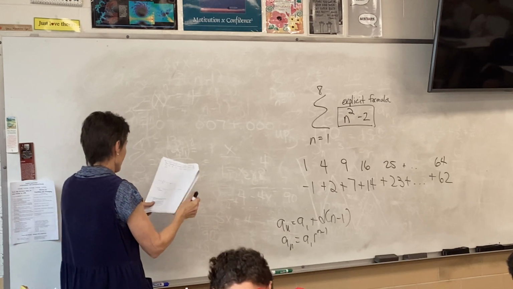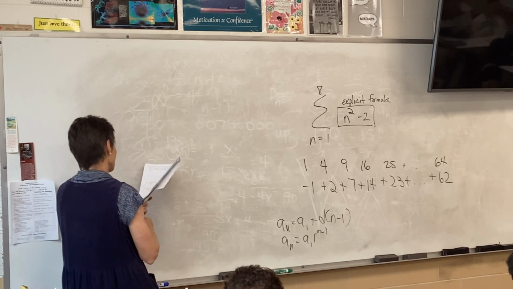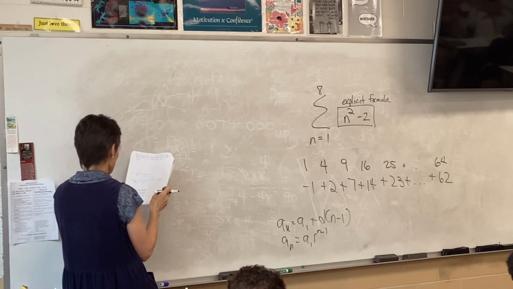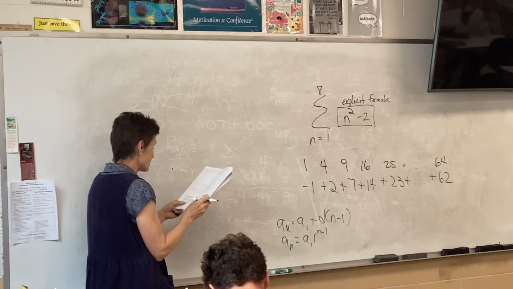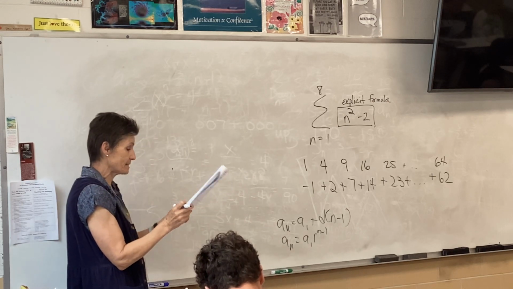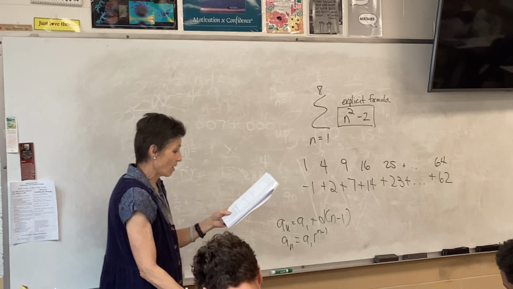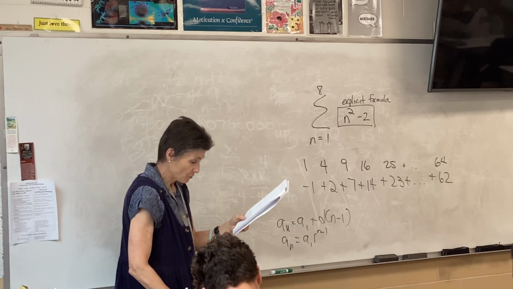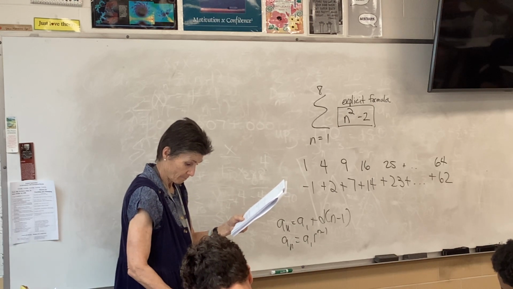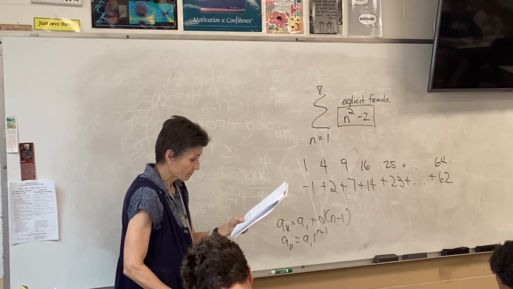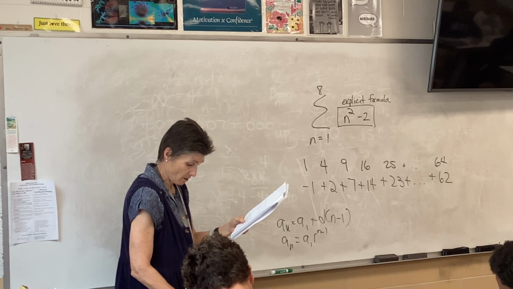Number 11. The table below shows the balances form a geometric sequence. What is R? Can you find R? Anybody know how to find R?